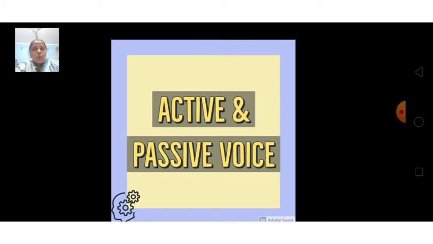In this module, we'll learn more about active and passive voice. In the previous module, we learned what is active voice and what is passive voice. Alright, we also learned about the action, the doer and the receiver. So in this module, we'll learn rules how to change a sentence from active to passive according to the tense.